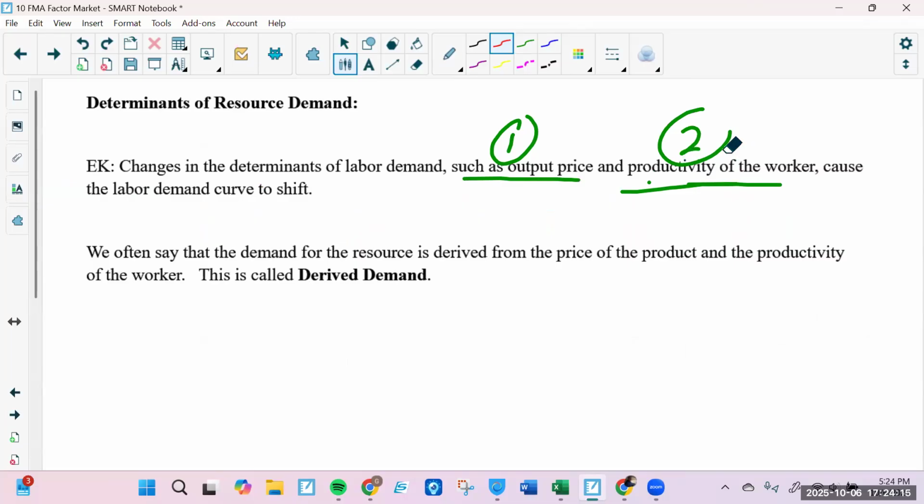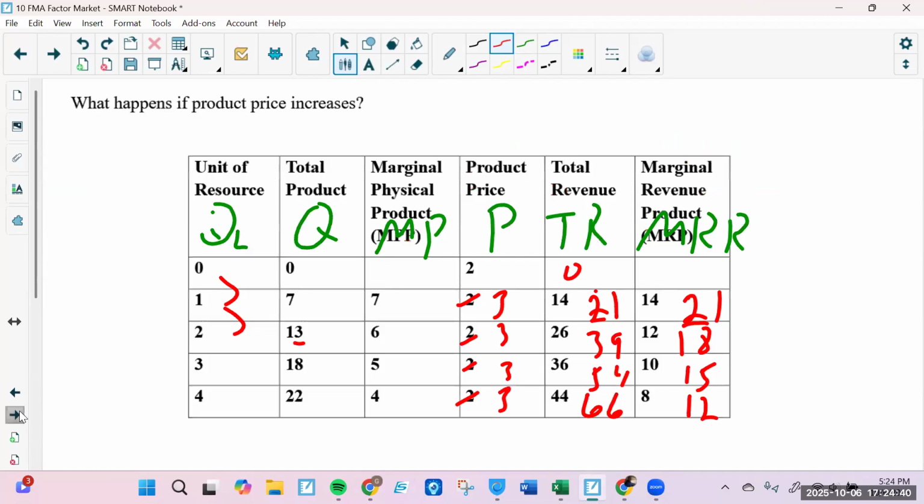The second is going to be the productivity of the worker. Now, this one is counterintuitive. It doesn't make sense until I show you the numbers here. If workers become more productive, we actually want more workers, not fewer. If workers become more productive, we want more workers. And I'm going to show this to you right here.